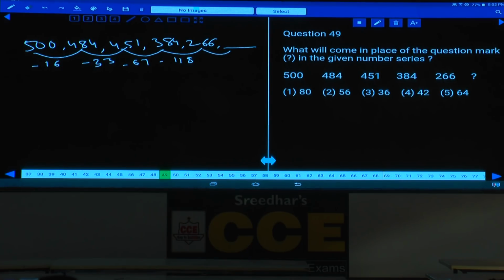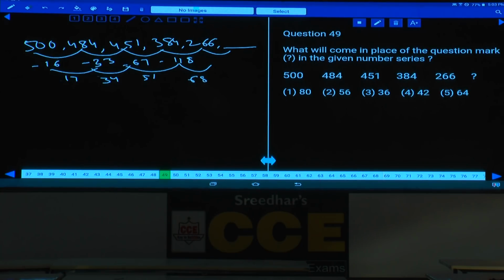What is the relation between 16 and 33? 16 into 2 plus 1. 33 into 2, 66 plus 1, 67. And 67 into 2 is 134, plus 1, 135. Then what is the difference between 16 and 33? The difference between these two numbers is 17. 17 is the difference. Next difference is 34. Next one is 51. Multiples of 17. Next one must be 68.